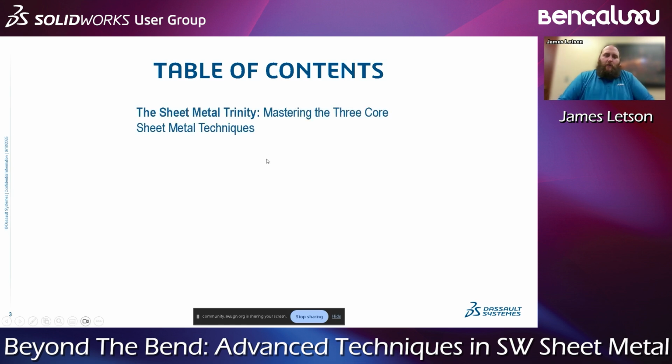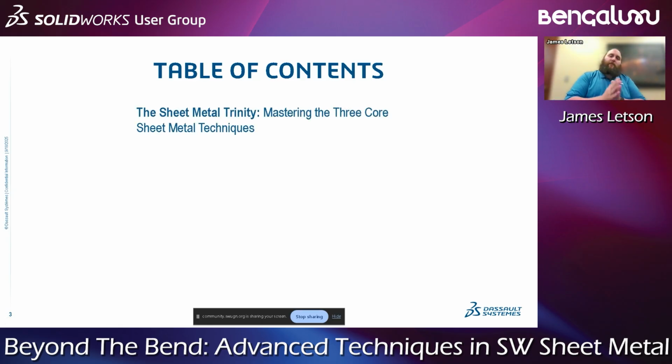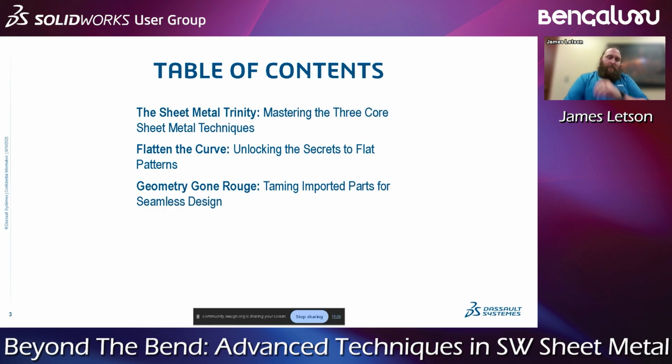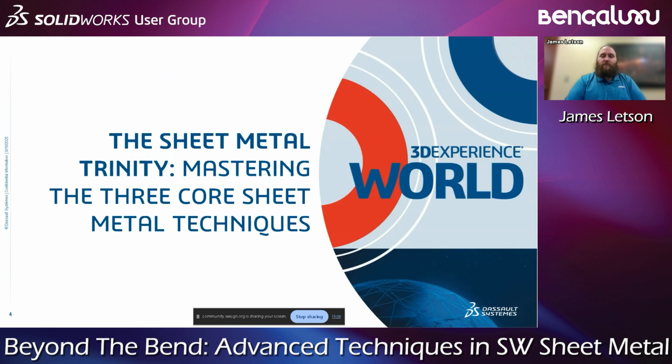Okay. So table of contents here. We're going to talk about 4 main things. The first one is the sheet metal trinity, mastering the 3 core sheet metal techniques. And then we're going to move on to flattening the curve, unlocking the secrets to flat patterns. Third, we're going to get into geometry gone rogue, taming imported parts for seamless design. And then finally, we are going to think outside the fold, creative solutions using sheet metal features.